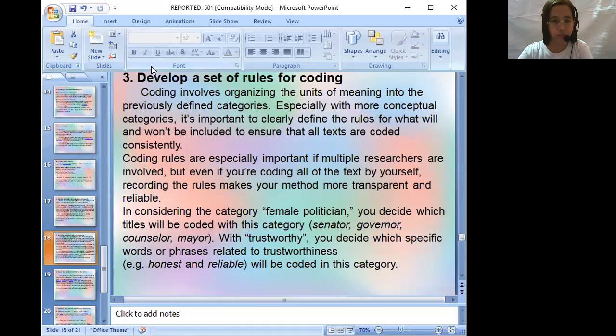You have to also develop a set of rules for coding. I will just read a little. So, coding involves organizing the units of meaning into the previously defined categories. Especially with more conceptual categories, it's important to clearly define the rules for what will and won't be included to ensure that all texts are coded consistently. Okay, so the rest you can read this.